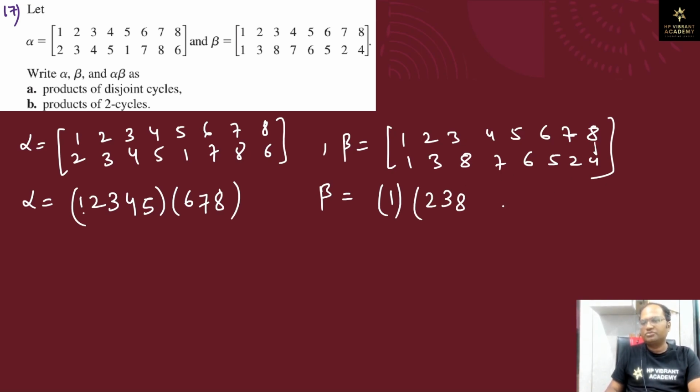Now we have 8 goes to 4, 4 goes to 7. Now we have 7 goes to 2, this is closed. Now we have 1, 2, 3, 4. Now 5 is not covered, so 5 goes to 6, 6 goes to 5. Okay, so now we have 1, 2, 3, 4, 5, 6, 7, 8. Everything is covered. So we have represented alpha and beta as a product of disjoint cycles.